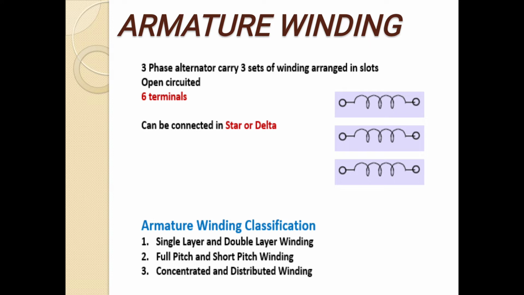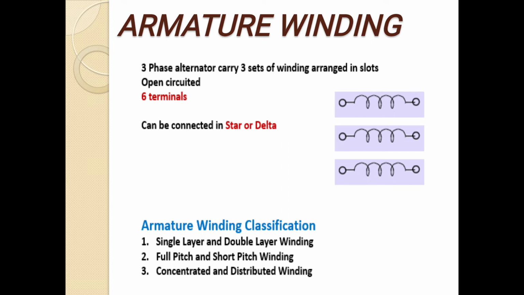Thus, the three-phase induced EMF has three different EMFs given by ER equals EM sin omega t for the R phase, EY equals EM sin omega t for the Y phase, and EB equals EM sin omega t for the B phase. The induced EMF in each set of winding is called the phase EMF, denoted by E phase.